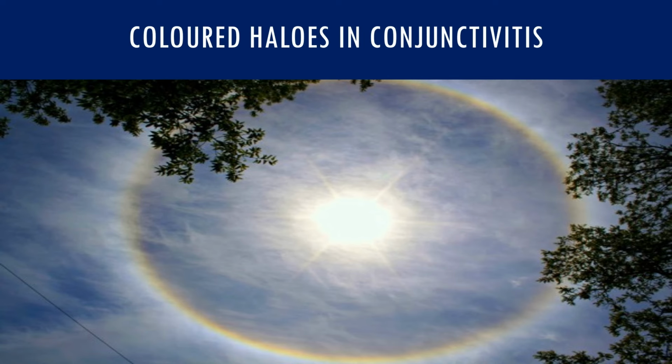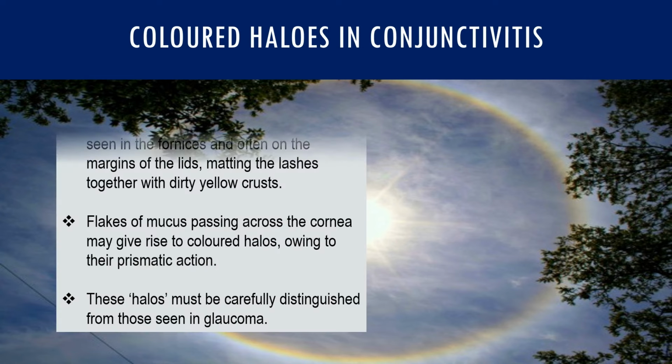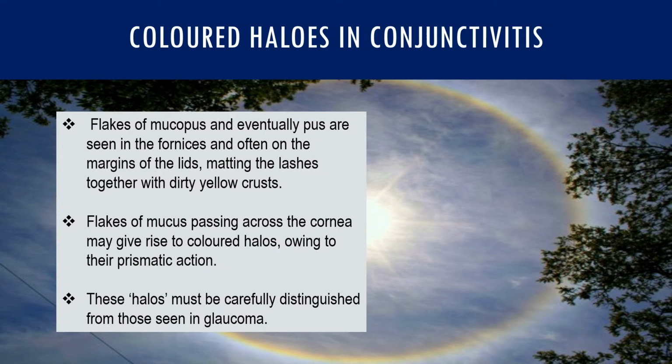Now, the question is, can you see colored halos in case of conjunctivitis, like what you see in case of glaucoma, in acute congestive glaucoma? The answer is yes. So you can see colored halos in case of conjunctivitis. What happens in conjunctivitis is that we see mucopus and pus everywhere in the fornix, and these flakes of mucus can actually come across the cornea, and when they do, they can cause a prismatic effect and give rise to these colored halos.